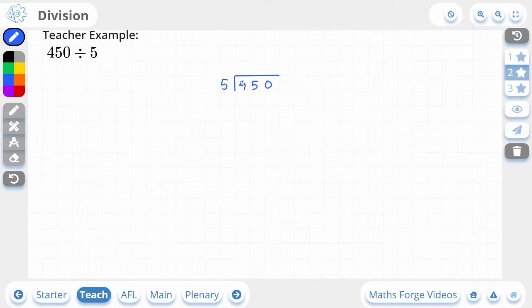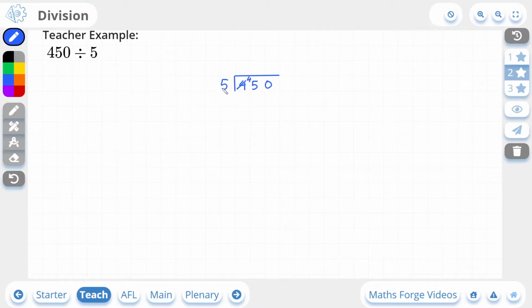5 goes into 4. Well, 5 can't really go into 4. If you think about it, 5 is not in the 4 times tables. So we can't actually do this division. So now, because we can't do this division, I'm going to carry this 4 over because we haven't really broken it up yet. So I'm going to carry it over into this 5. And so this number now becomes 45.